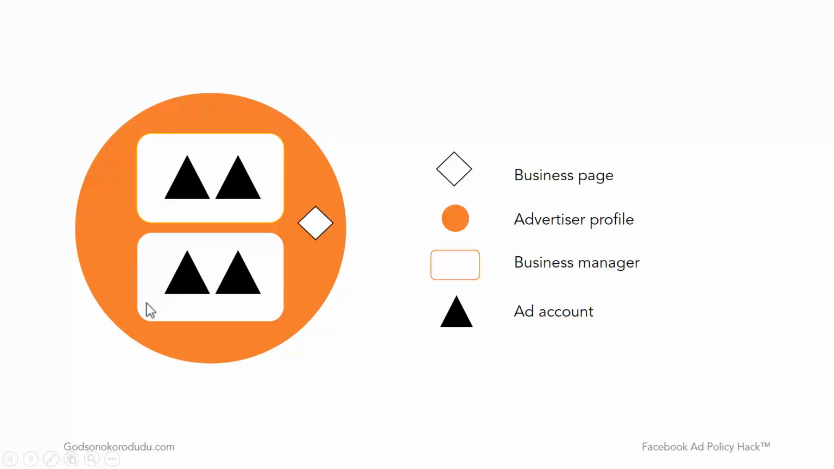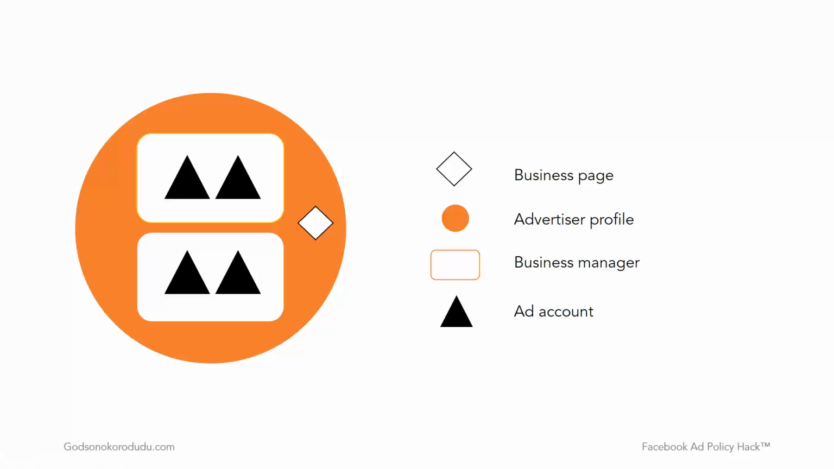So you have the advertiser profile, which is this orange circle here. And then we have the business manager, which is this white, rounded edges rectangle here. And then you have the ad accounts, which are these black triangles. And you have the business page. I put it somewhere in the advertiser profile here because it could be under the business manager as well. But it could also be under the advertiser profile. It means the person just has access to that particular page, either as an admin or an advertiser.